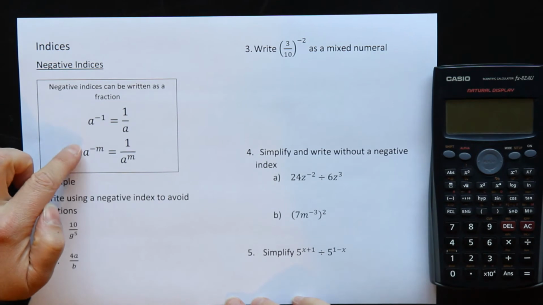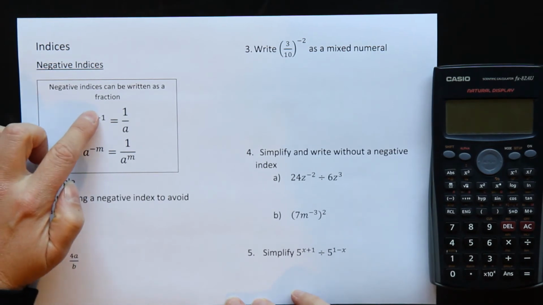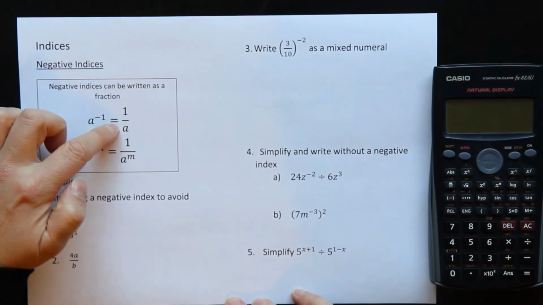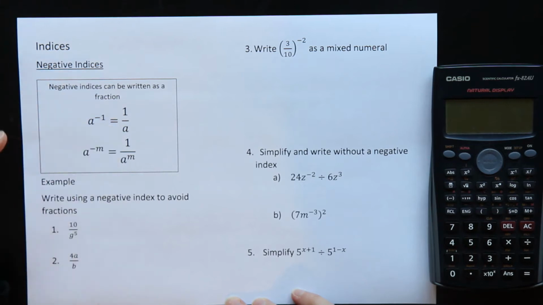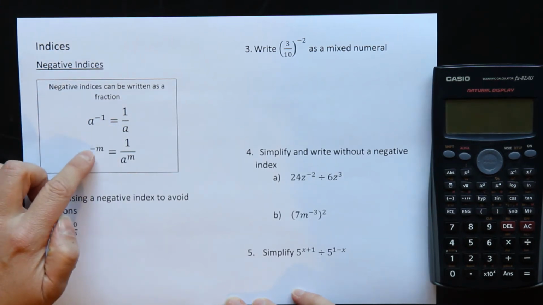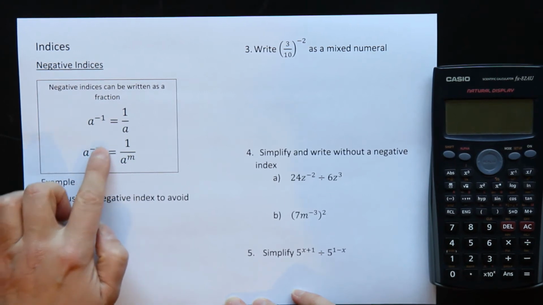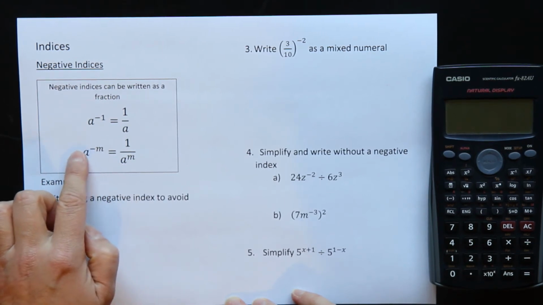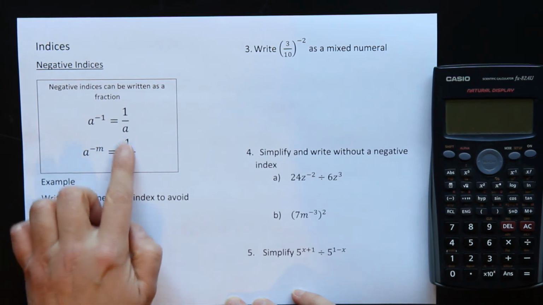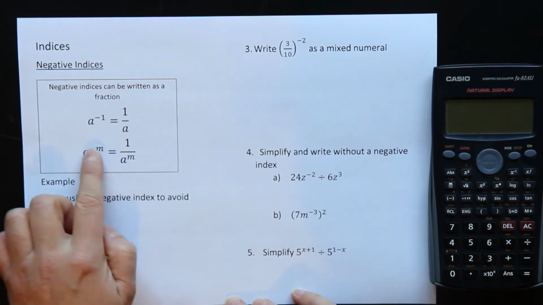For those of you who have seen them before, you'll remember that a to the power of negative 1 is 1 over a, can be written as a fraction. Or a to the power of negative m is equal to 1 over a to the m. Basically, if we have a negative power, we can write that term on the bottom of a fraction and take the negative power away.